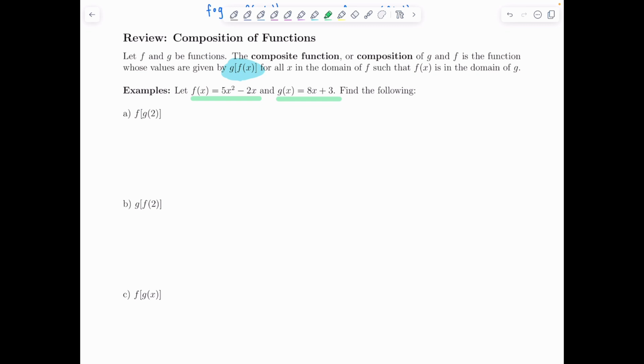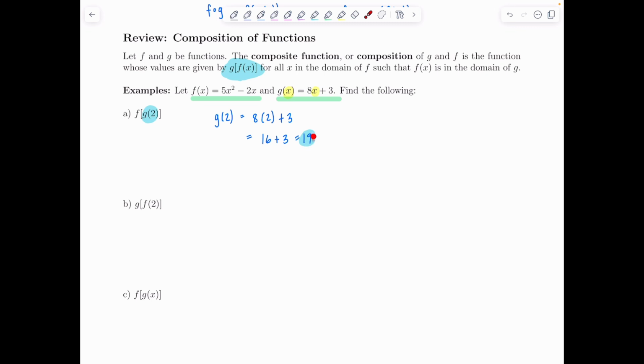We want f of g of 2. So we're starting where? We're starting on the very inside. First, we're going to find g of 2. So g of 2 means come to g of x and substitute in 2 everywhere you see x. Okay. So that's 8 times 2 plus 3. That'll be 16 plus 3. So 19. So g of 2 is equal to 19.